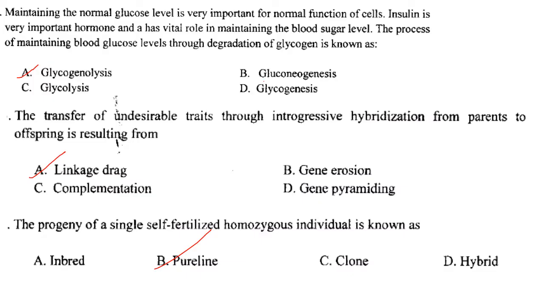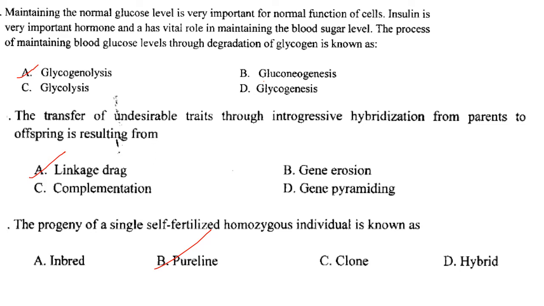Then next one. Maintaining the normal glucose level is very important for normal function of cell. Insulin is a very important hormone and has a vital role in maintaining blood sugar level. The process of maintaining blood glucose level through degradation of glycogen is known as glycogenolysis. Answer is option A.